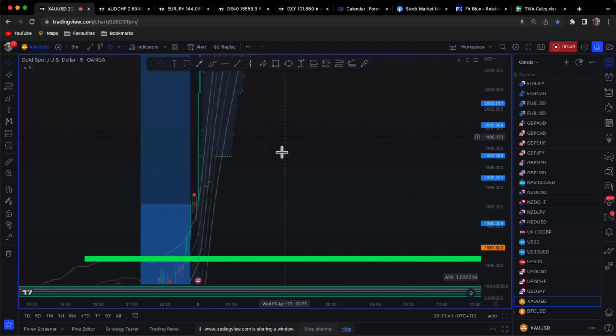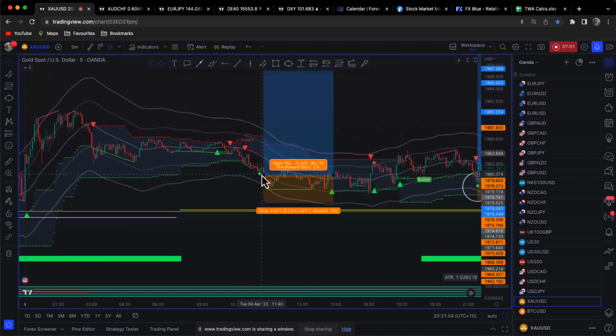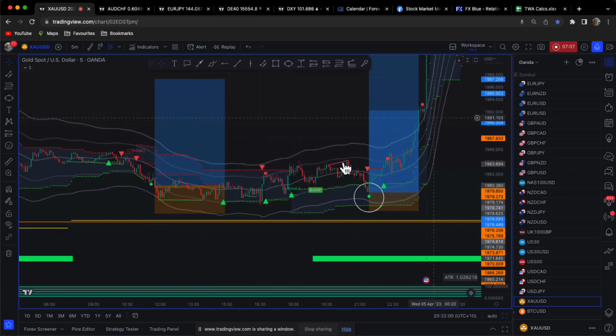Now have a look at this, for example. This is the kind of opportunity you want. Look, there's your signal right here. Everything lines up. Take it. See our cloud? Stop loss under the cloud. Back here we had a green signal. This was a bit of a stop run. This whole area here, taking out stops before it moved.